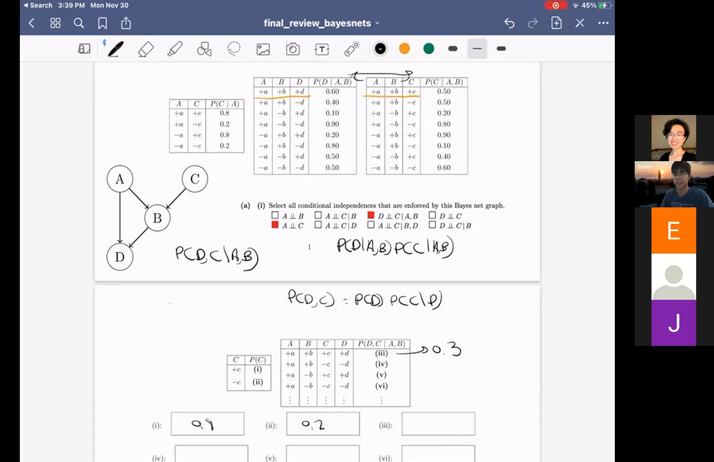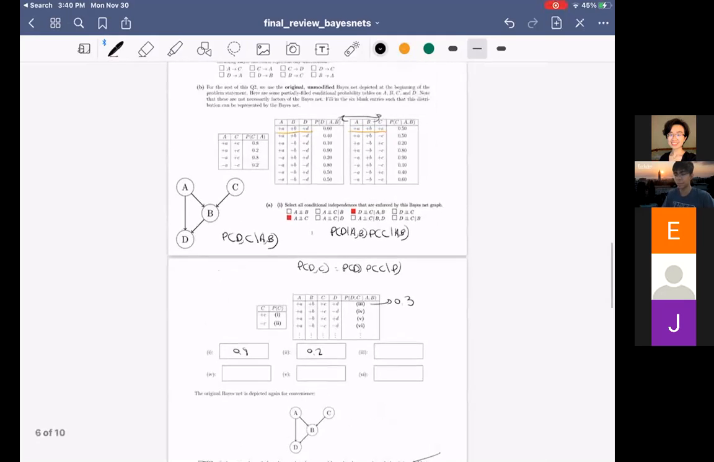Any questions about this? Or anything about this problem in general? We're going to go to the next one.